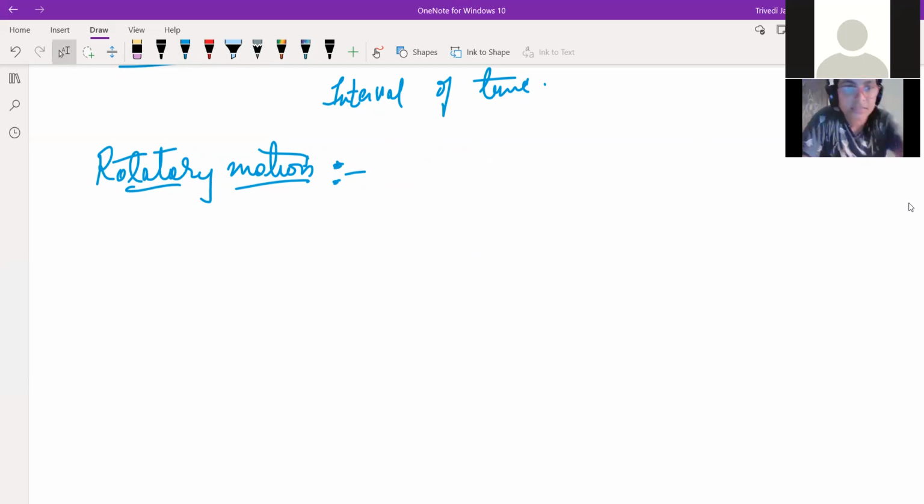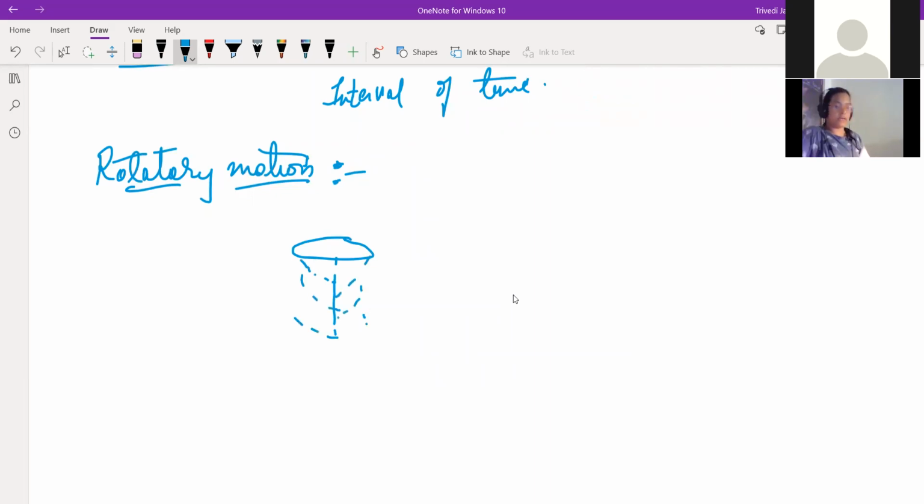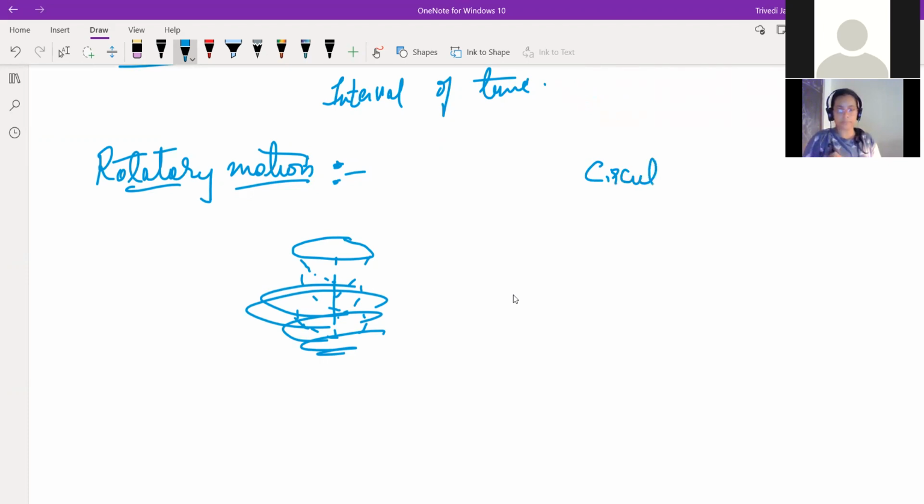Sir, rotatory motion is the motion when a body rotates on its own axis, like a spinning top or the rotation of the earth. An object which spins on its own axis in a rotating manner is called rotatory motion. Yes, so it will rotate on its own axis. So its axis of rotation is fixed.